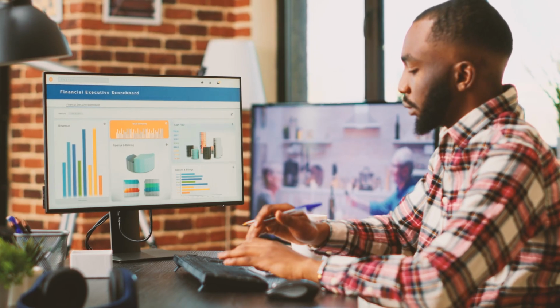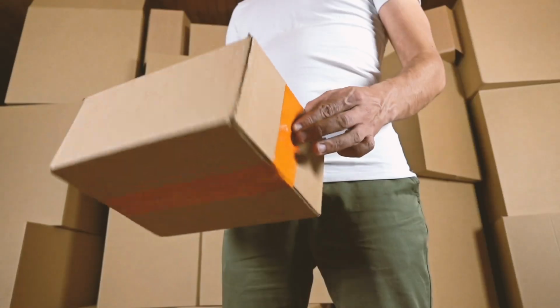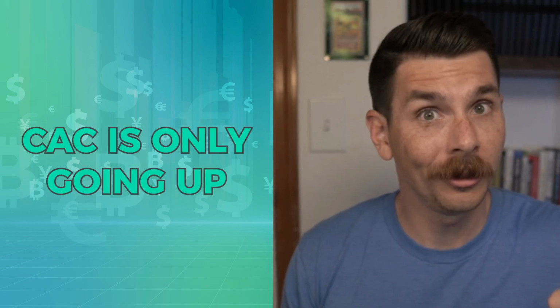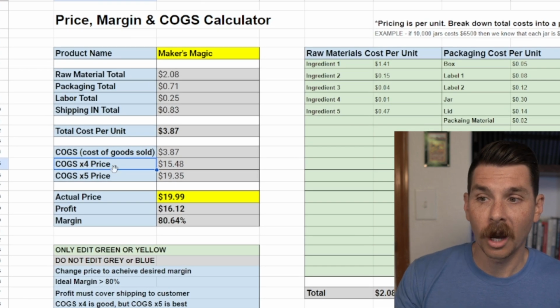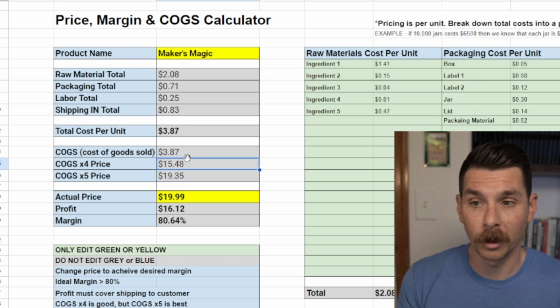I used to think that if I just doubled it once or twice, I would be okay. But I wasn't building in enough margin to pay all my employees, cover shipping, cover taxes, and all the other overhead that goes into running a business. Not to mention customer acquisition costs. They're only going up. We have to plan for that. So you'll see right here that we have a cost of goods times 4 and a cost of goods times 5, just to show you what it would look like.